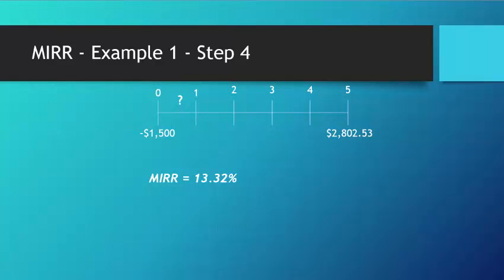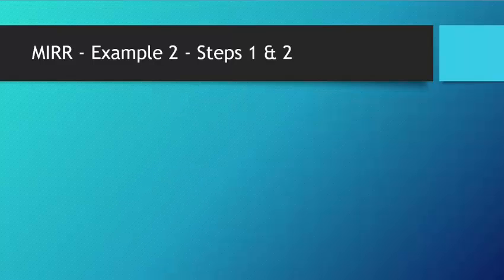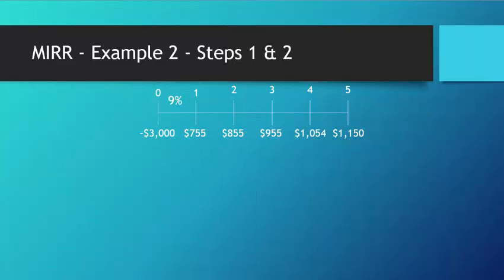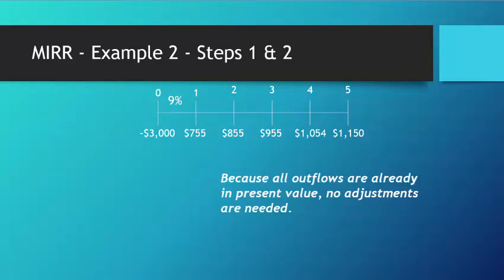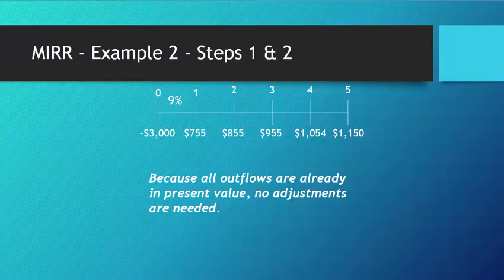Now let's take a look at the other example. This one is Project Psi. With Project Psi, we're looking at 3,000 and then all those other inflows. So we've created our cash flow timeline. We have 3,000 in time 0 already, so we don't have to take the present value of any other negatives. So we're all ready to go, and we move on to step 3.